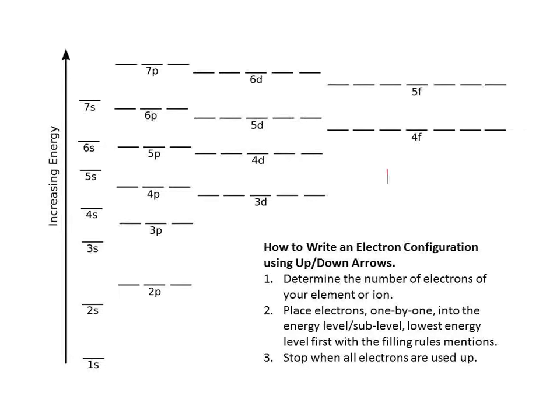So let's pick lithium. So here's lithium, and determine the number of electrons your element or ion has. So we know that lithium has 3 electrons. Then it says place electrons one by one into the lowest energy sublevel first with the filling rules mentioned. So my first energy level and sublevel is here, 1s, so I'm going to put my first electron in here.